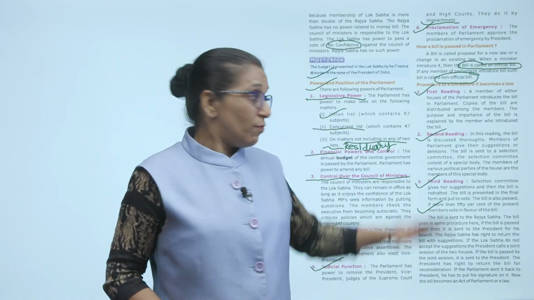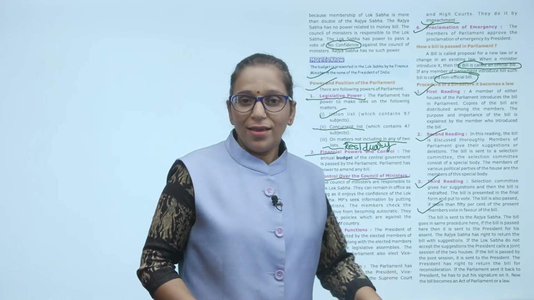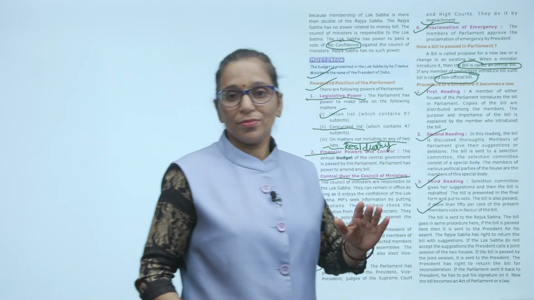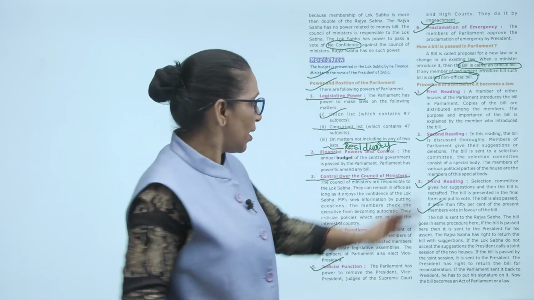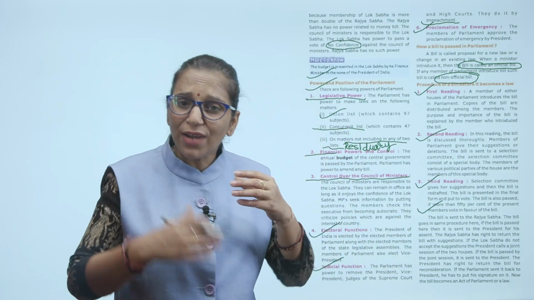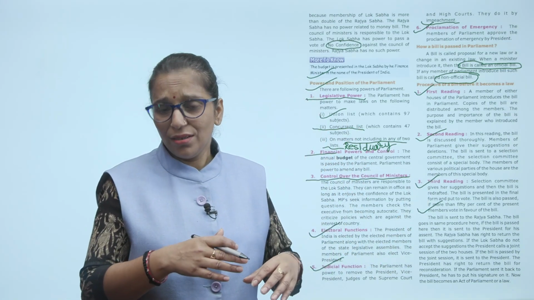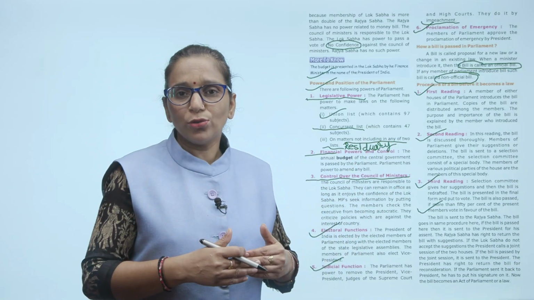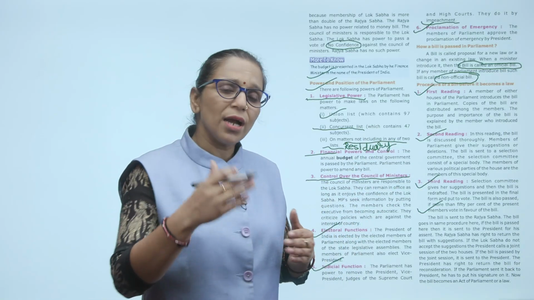Now the bill which is passed in the Lok Sabha is sent to the Rajya Sabha. The bill goes through the same procedure in the Rajya Sabha also: reading, discussion, debate, selection committee, and the last, voting. And if the Rajya Sabha passes it, then it's okay. The bill will pass and go to the president for the signature and come into law.